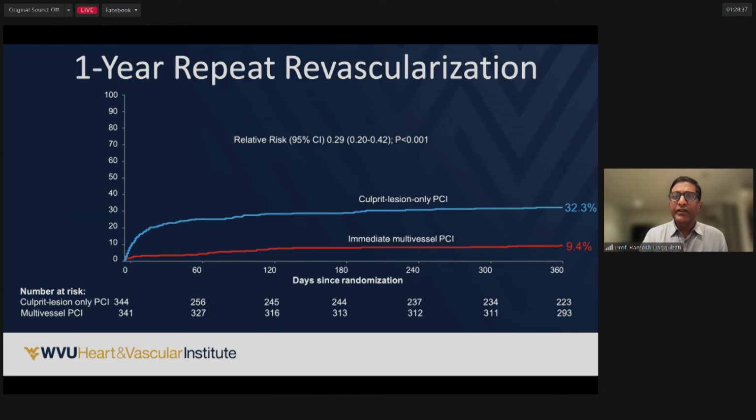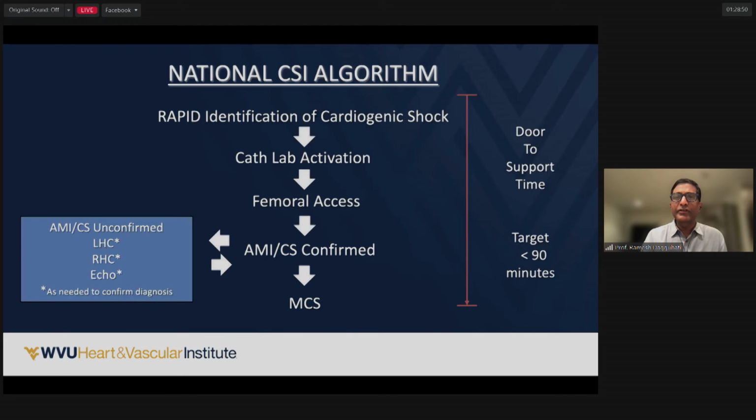But if you look at the repeat revascularizations, they are much higher at 32.3% in culprit lesion only PCI as compared to immediate multivessel PCI. So even though they do not need a PCI at the time, later on they might have needed it.